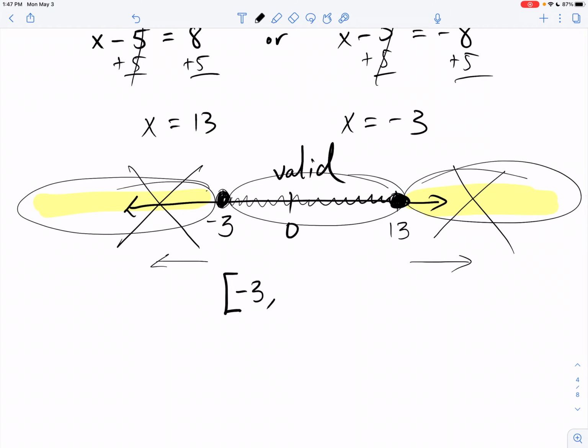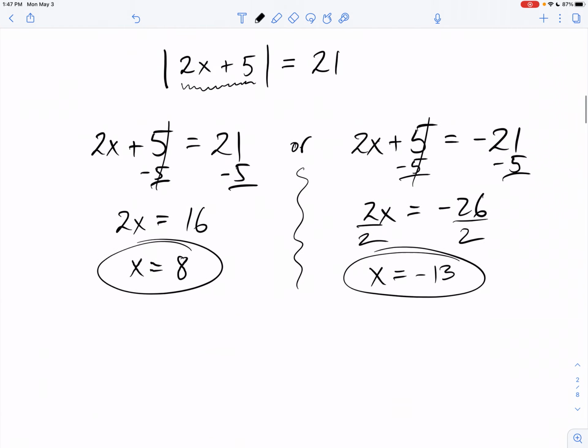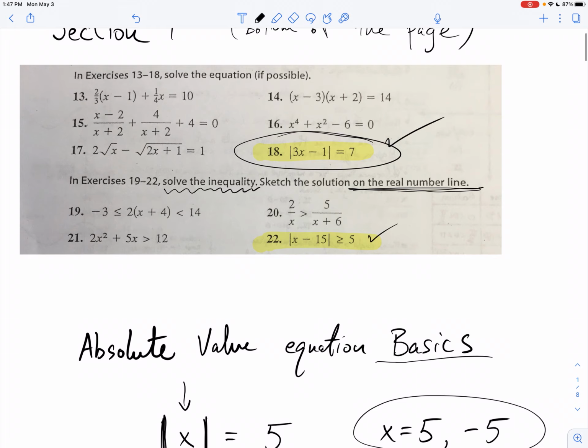Just to bring that back into your brain, that would be included in your answer, so that's a bracket. That's included in your answer, so that's a bracket. And this indicates all the numbers between negative 3 and positive 13. But that's not what they said in their instructions. Take a look. Their instructions for this problem on the packet says, sketch the solution on the real number line.